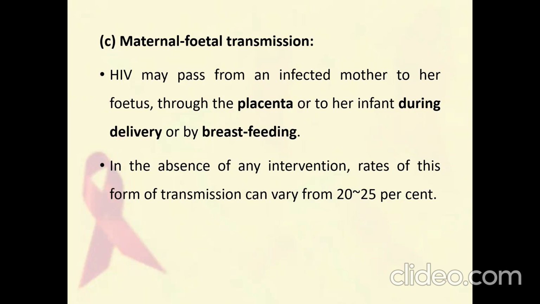Then the third way of transmission is maternal to fetal transmission. HIV may pass from an infected mother to her fetus through the placenta, or to her infant during delivery or by breastfeeding. In the absence of any intervention, rates of this form of transmission can vary from 20 to 25%.